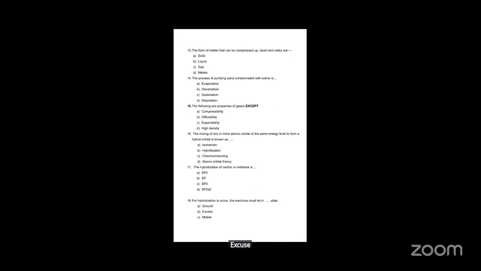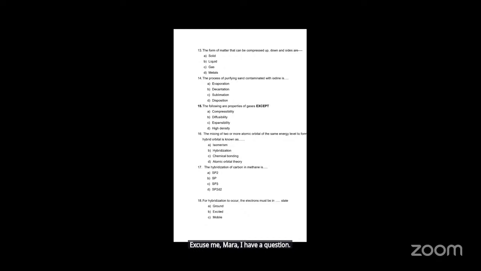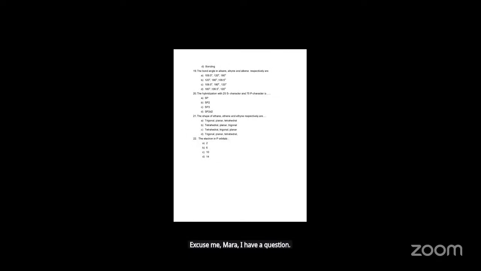I have a question about number 21. There's nothing wrong with 21. Tetrahedral is for ethane, trigonal planar is for the other, so I don't know your problem then.